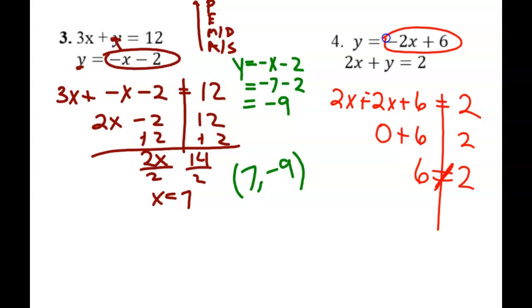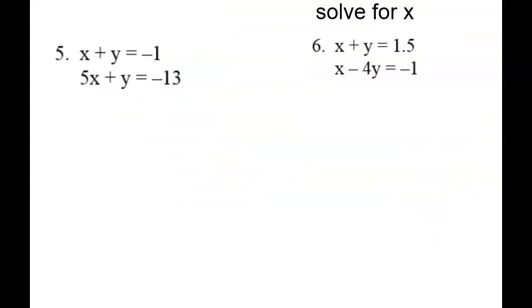But 6 and 2 will never ever be equal to each other. So there's no value of x that I can put in here that will ever make this true. So this is a no solution problem and you can stop. Okay? So now let's look at number 5.